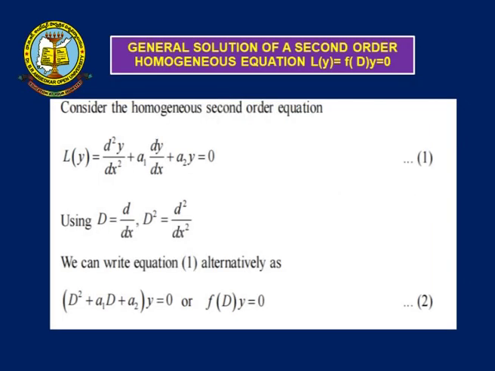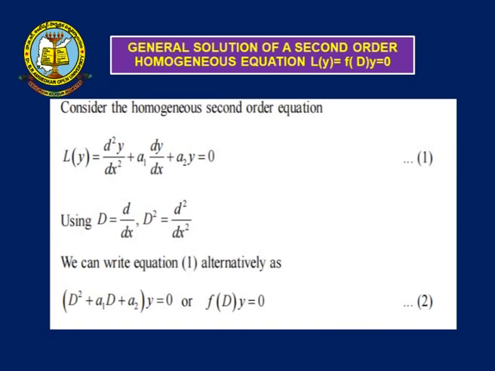Next, the general solution of the second order homogeneous linear differential equations. Homogeneous means the right side term b of x equal to 0. So here the left side term L of y equal to f of D into y equal to 0. For L of y, I will take the homogeneous second order equation: d square y by dx square plus a1 into dy by dx plus a2 into y equal to 0. Now if I take D equal to the operator d by dx, D square equal to d square by dx square, then in operator form I get D square plus a1 into D plus a2 into y equal to 0. So the left side term is f of D into y equal to 0.